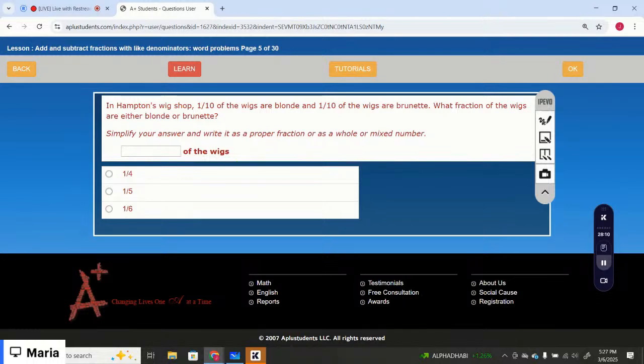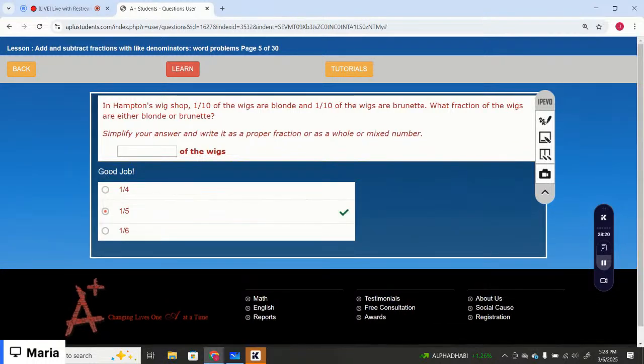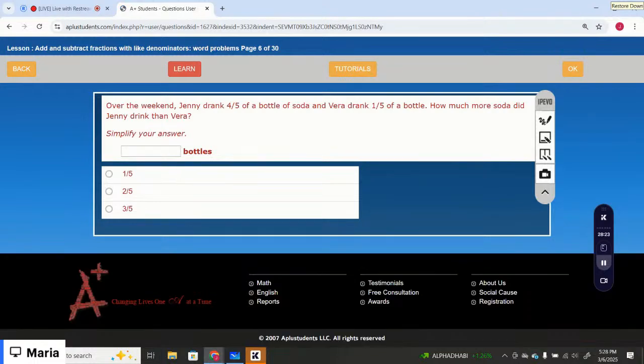The correct option is 1 over 5. Option number 2 is the correct option. Over the weekend, Jenny drank one-fifth of the bottle of soda and Vida drank one-fifth of a bottle. How much more soda did Jenny drink than Vida? So, which is the correct option?